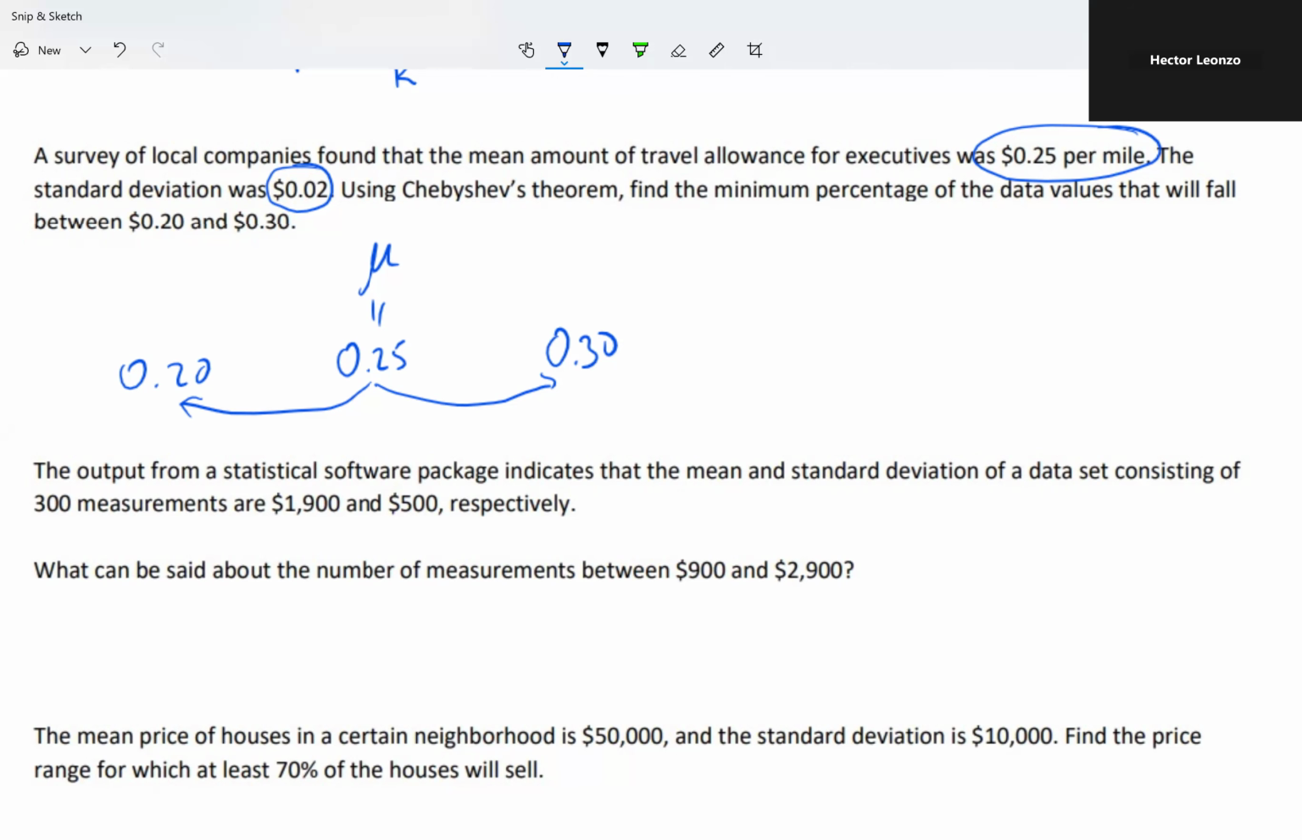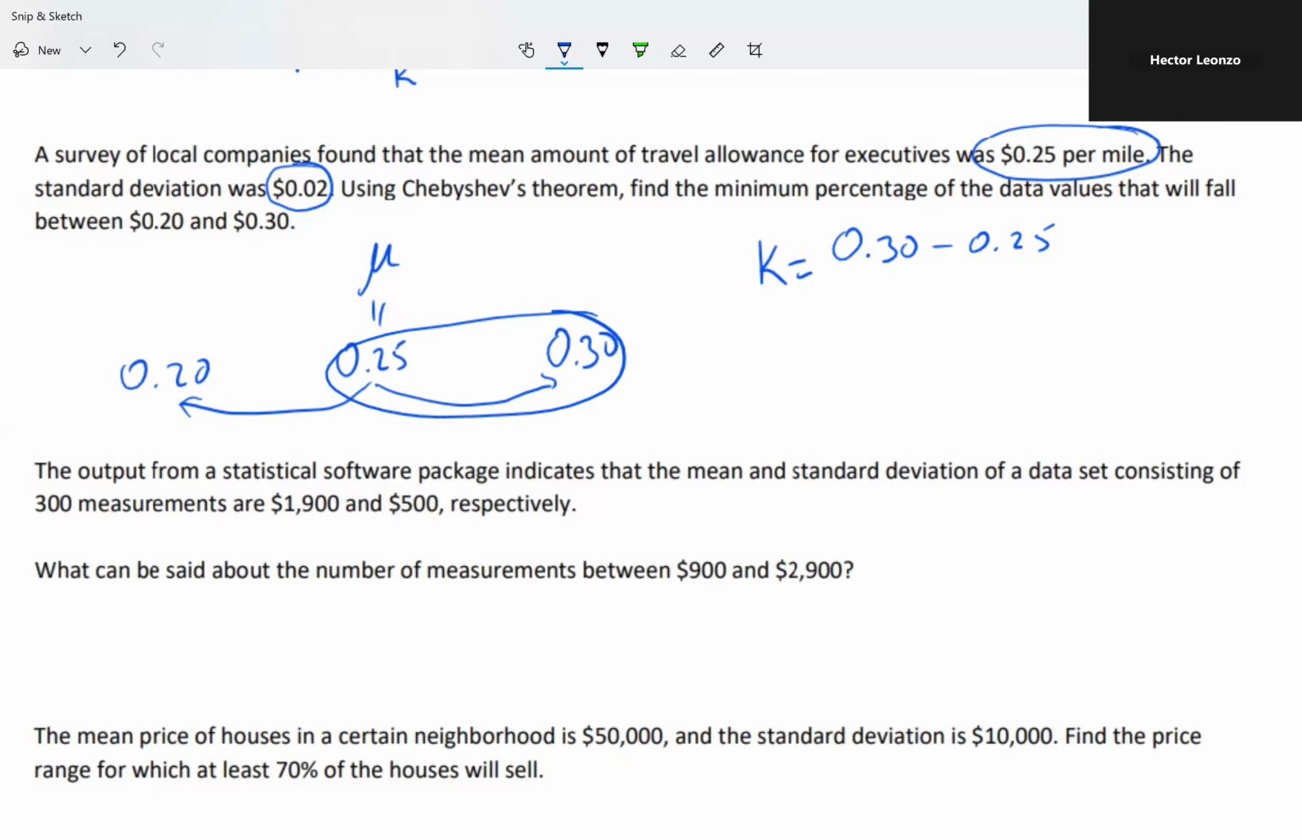Now, this is how we're going to find our k. I'm going to find the difference, and the way I'm going to find this is 0.30 minus 0.25. I'm just going to find this difference divided by my standard deviation, which is 0.02. So I find the difference divided by standard deviation. So how many standard deviations did I move?